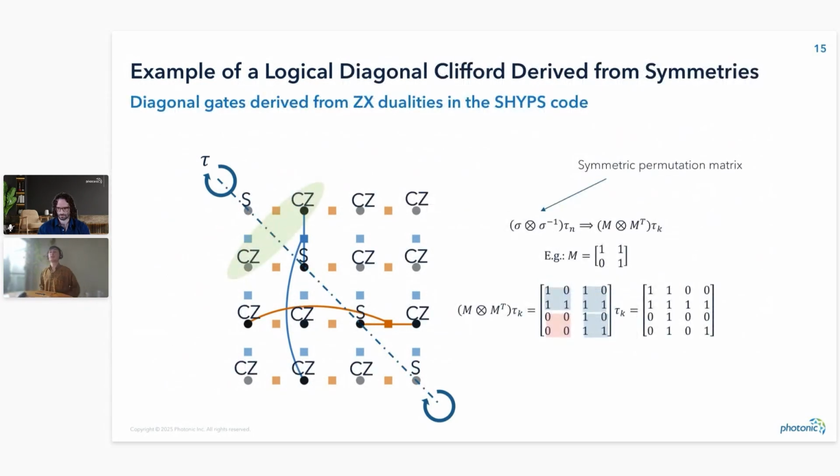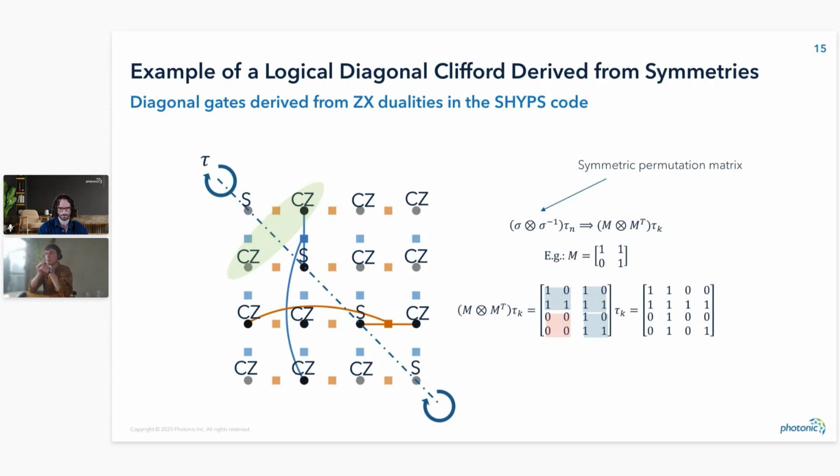And then lastly, we could consider diagonal Cliffords. So these are Clifford operators built from phase gates and CZ gates. If you're familiar with the symplectic representation, we know that we can describe these by a symmetric binary matrix. Okay, so let's think about how that works in our codes.